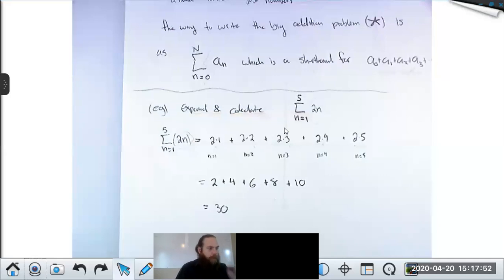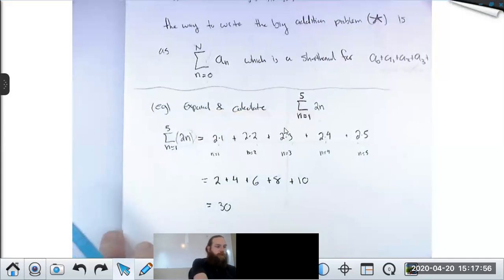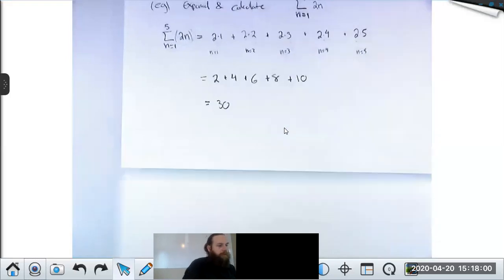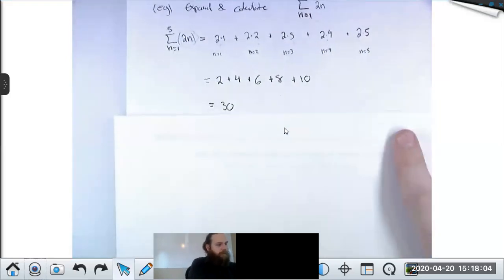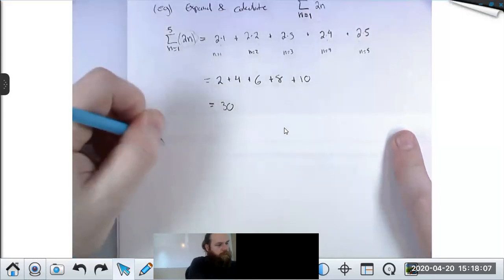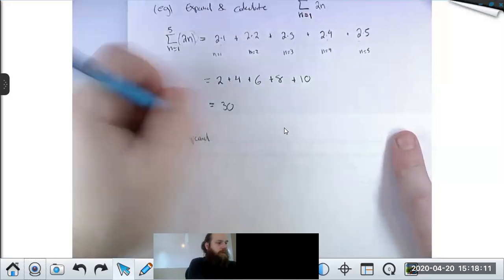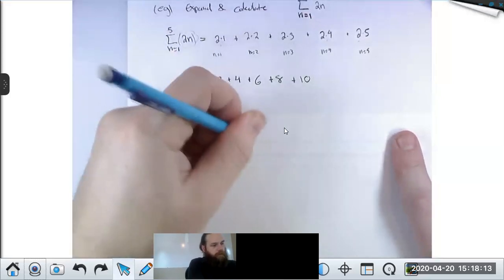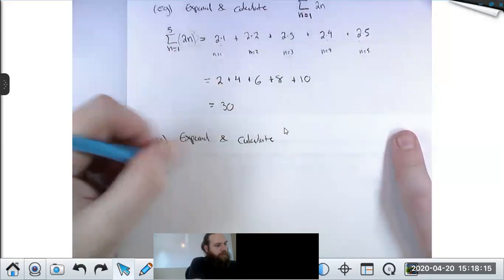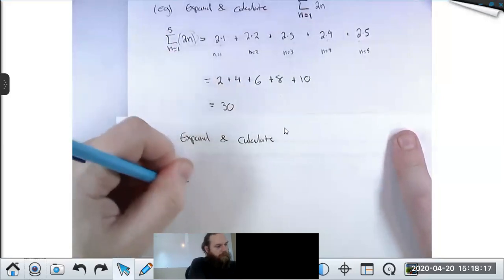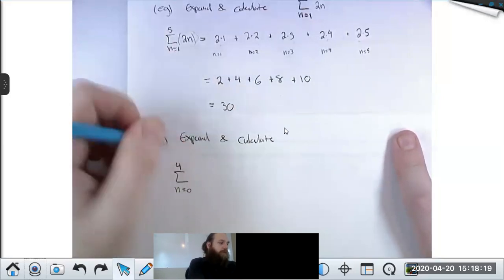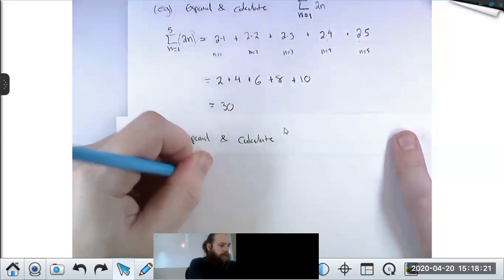We're out of time, but I want to do one more example like this just to let you see it. So if you're desperate to get going, feel free. But this sigma notation stuff is something that I know is challenging, so I don't want to leave you hanging. Let's expand and calculate sigma n equals 0 to 4 of n squared.